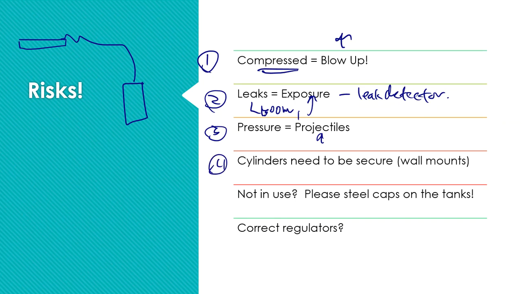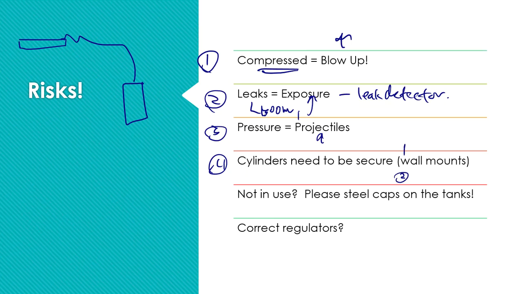Number four, cylinders have to be secure. What that means is that these cylinders are very often going to be attached to the wall or some type of sturdy table or within a cage. That's how they need to be secure. So wall mounts are actually one example.